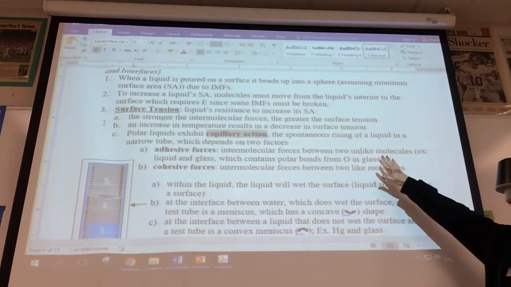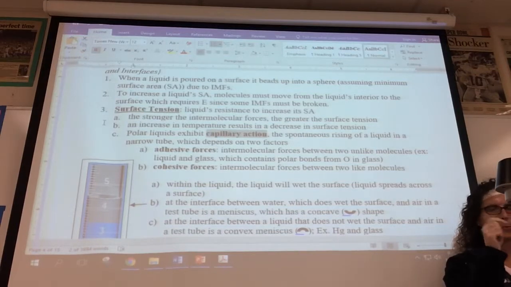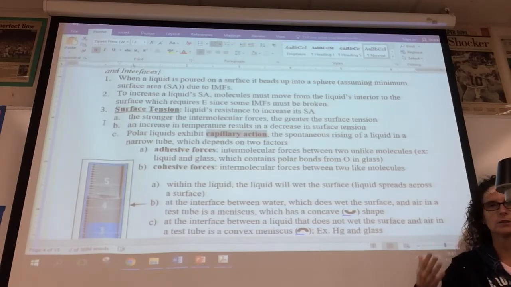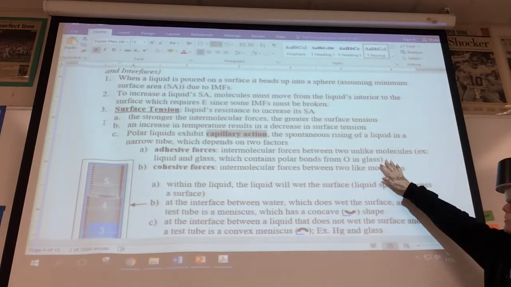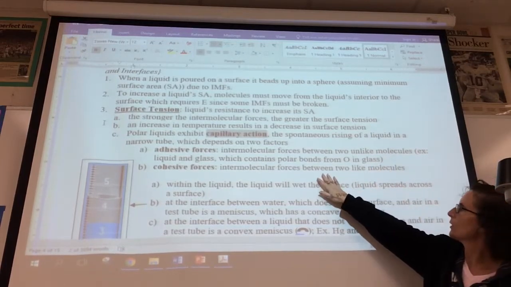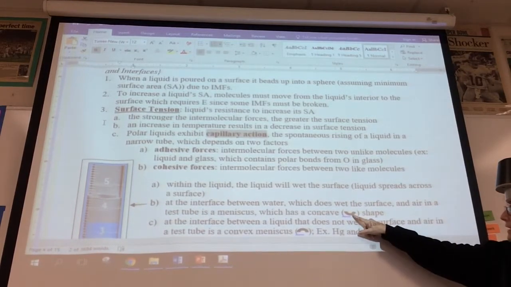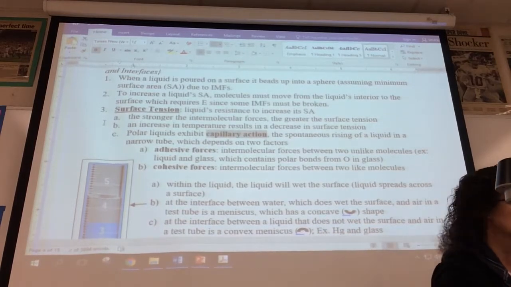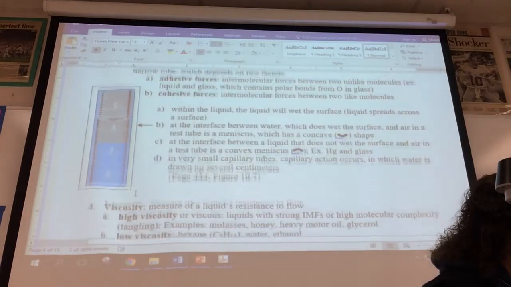Polar liquids do exhibit capillary action. For example, when you go to your doctor for a little finger prick, they'll sit there with that glass capillary tube trying to get the blood to rise up. That's capillary action. It's going up through cohesive and adhesive forces. Adhesive is going to be intermolecular forces between two unlike molecules. Cohesive are intermolecular forces between two like molecules. And you can see here the concave versus the convex meniscus. Shown here is the concave meniscus, and that's what you're most used to in the lab.